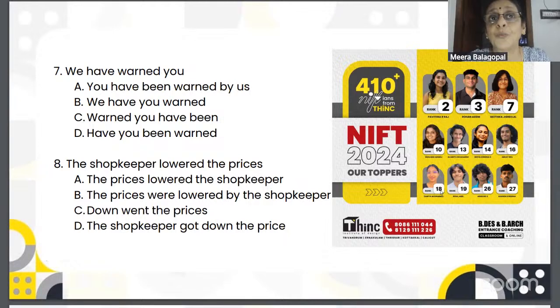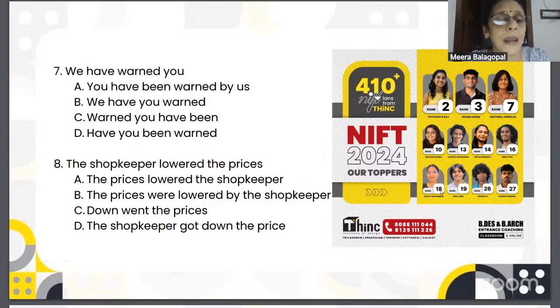We have warned you. We warned you is past tense. We have warned you means it's a perfect tense sentence. So then you have to use been. You have been warned by us. So it is A.